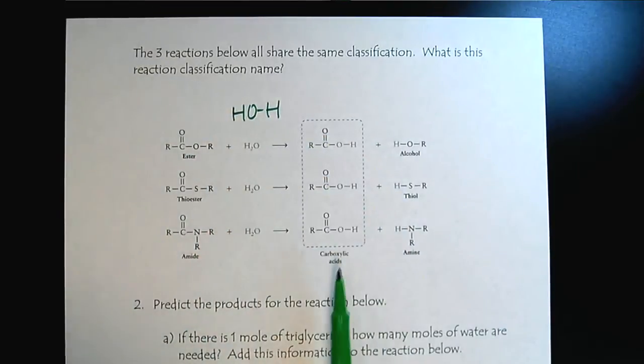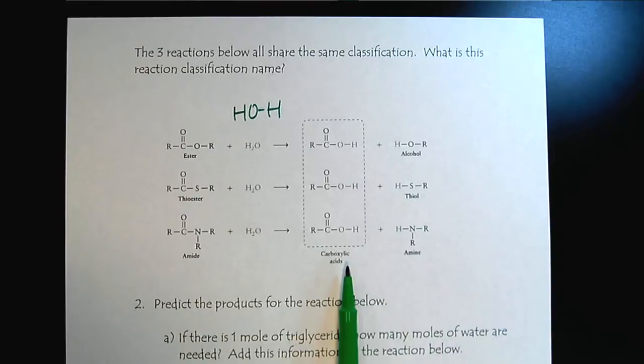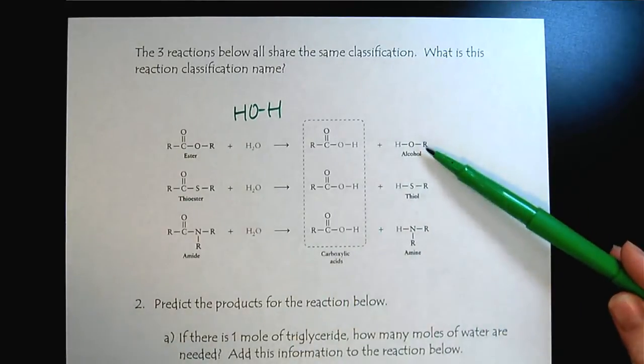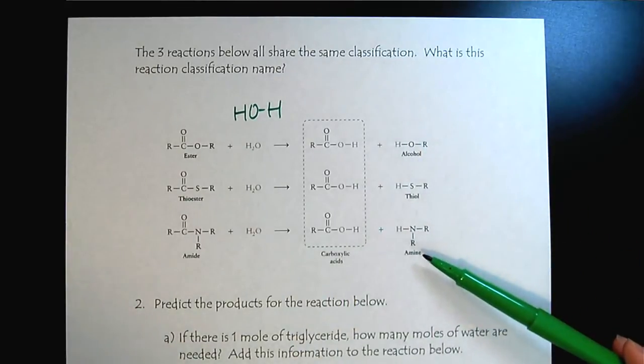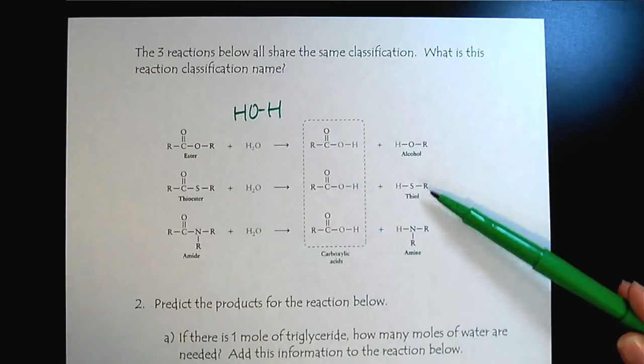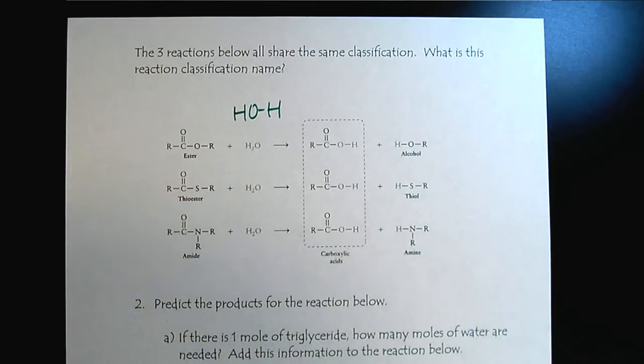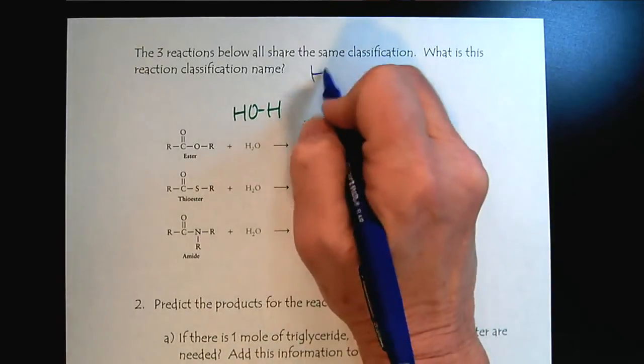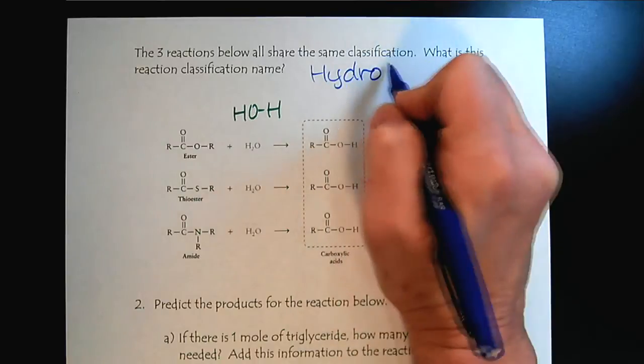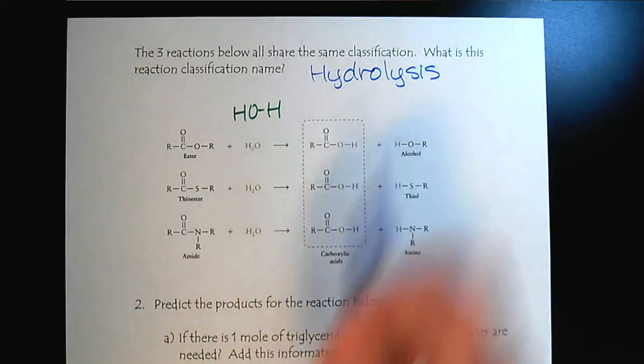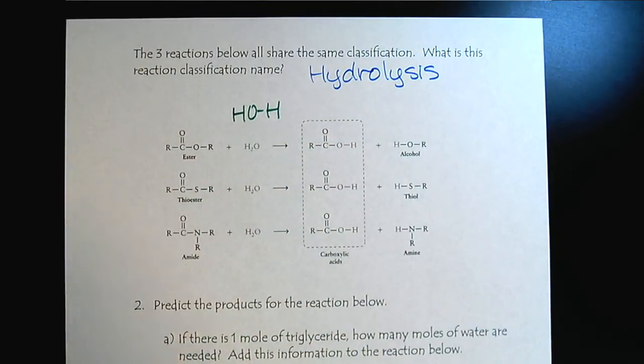And notice what results: carboxylic acids. And then we remember we were calling these the Z's, right? The alcohol, the thiol, or the amine. So what reaction is shown? It's the same classification, right? These are all hydrolysis. So that's an important reaction for biochemistry.